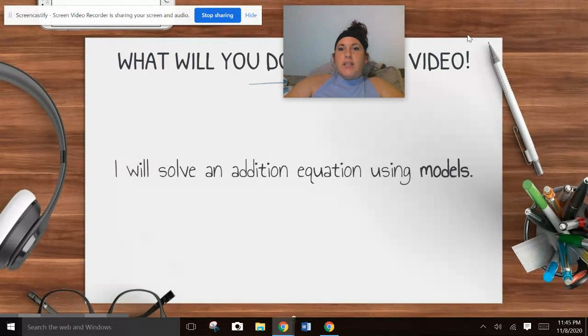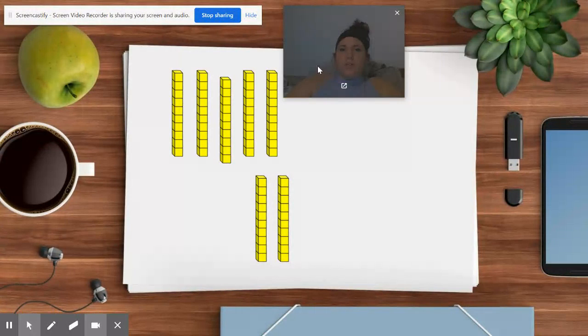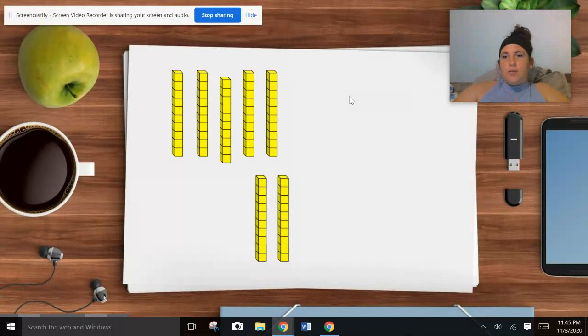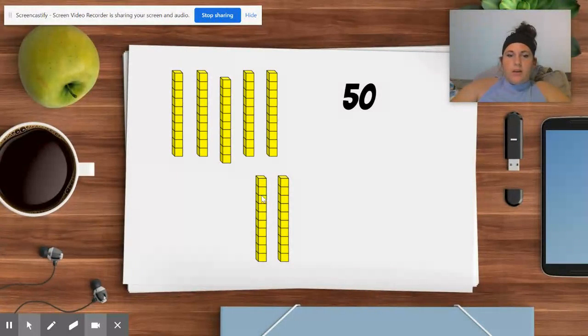So let's get started. This is the type of equations that you were seeing with Miss Jess last week with just the 10 sticks. And you were taught to count how much is there by tens. So you would count 10, 20, 30, 40, 50. So that number is 50. 10, 20. That number is 20.